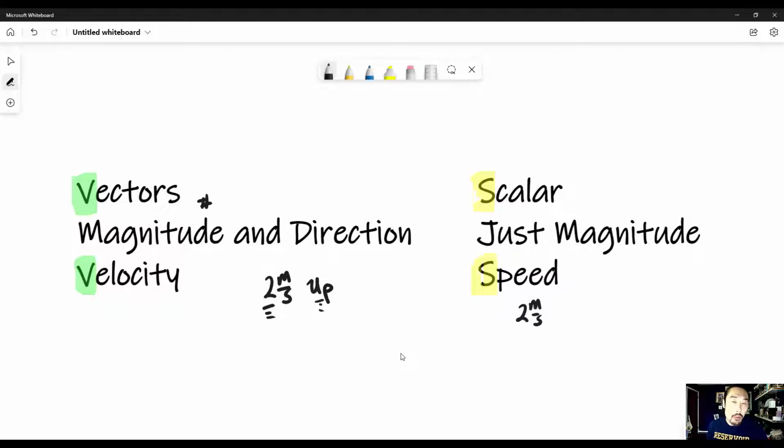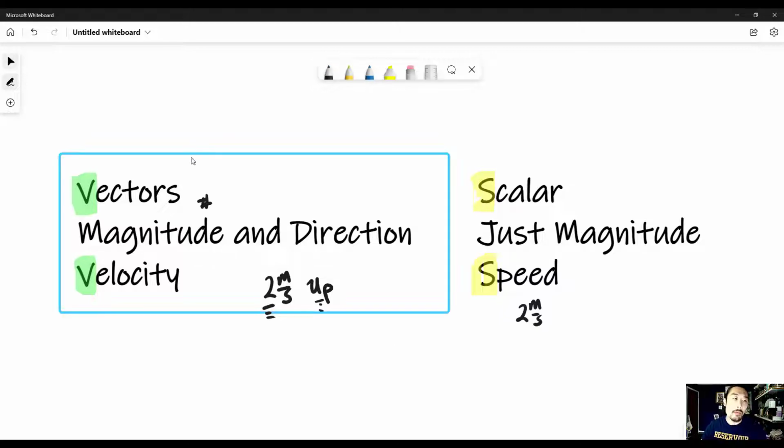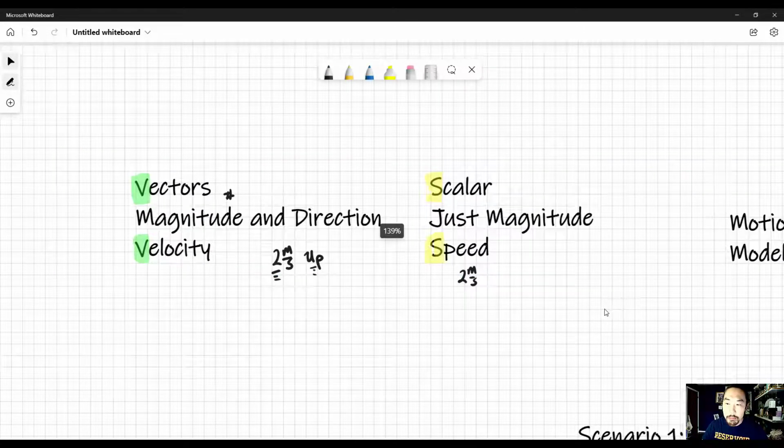Now, another way to remember this is that in a car, if you look on your dashboard, you have what we call a speedometer, which tells you how fast you're going. That's the magnitude, but it doesn't tell you what direction you're going, and that's what the compass is for. All right, so with that out of the way, let's begin.